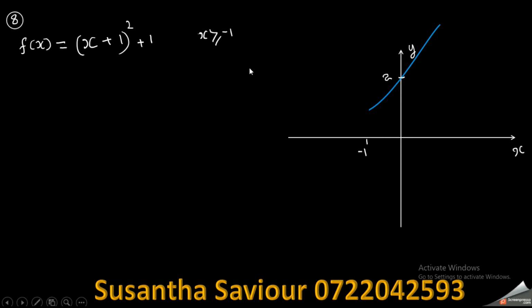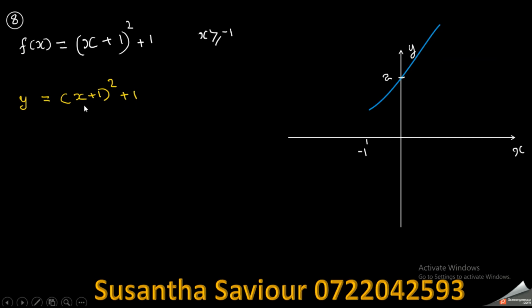And then we will try to look at the inverse function of this. How do you find the inverse? You take this f(x) as y, then (x plus 1) squared plus 1.